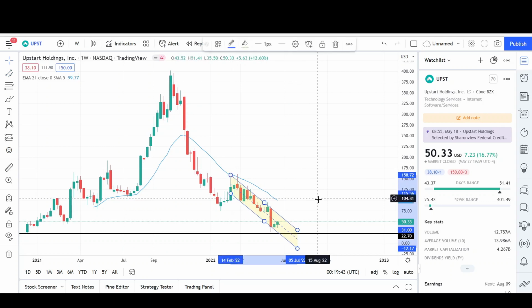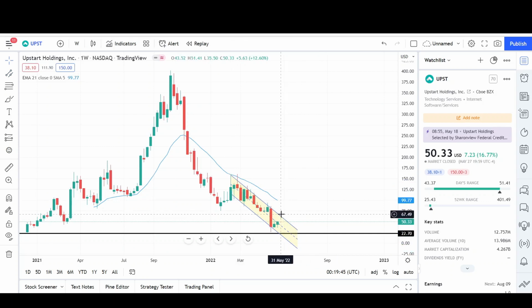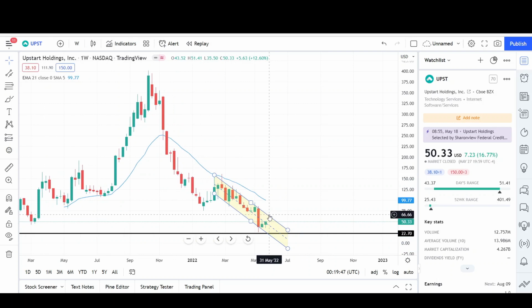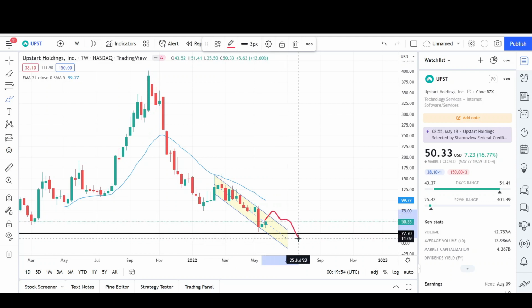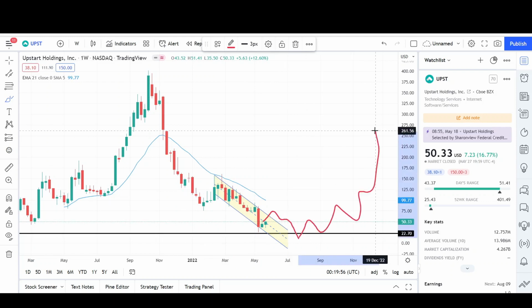Looks like we're pulling back to the resistance side. So once we pull back up to, I believe, the $70 level, maybe something like this, we could see a couple legs down to a new low, and then maybe a reversal in the future. So that's what it looks like is playing out.